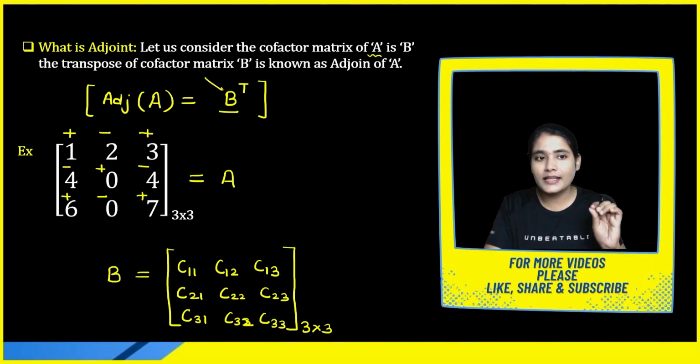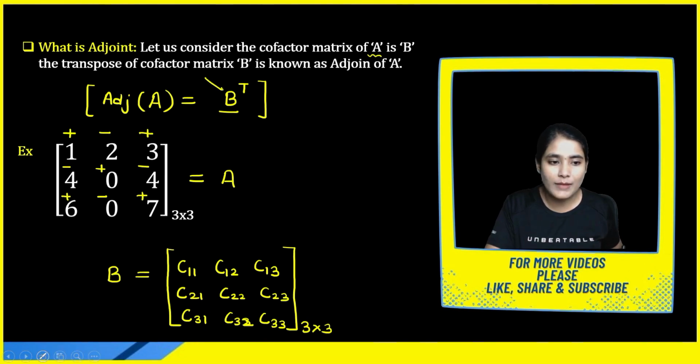After putting these signs, what you have to do? One by one you have to find out the cofactor matrix. How are you going to find out C11? The 1-1 position is this, the 1-2 position is this, the 1-3 position is this. Similarly, second row first column C21, second row second column C22, second row third column C23. Similarly, this one is the third row first column, third row second column, third row third column.